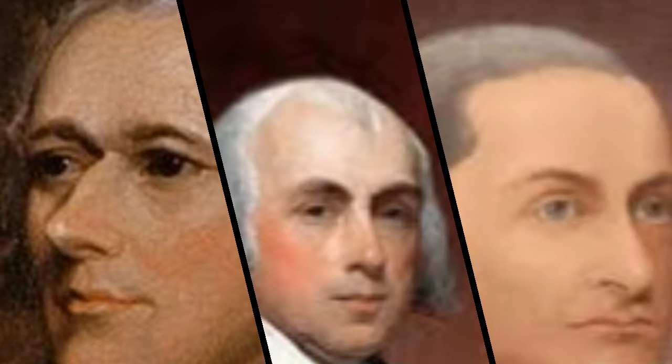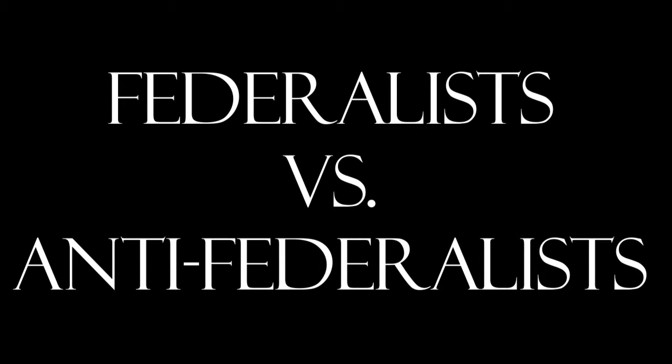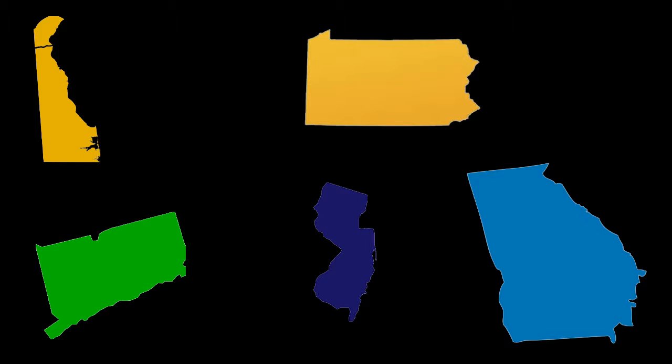Three men, Alexander Hamilton, James Madison, and John Jay, wrote the Federalist Papers, a set of 85 essays with the sole purpose of convincing the American public to ratify the Constitution. The people who supported them became known as Federalists, those against, Anti-Federalists. The Congress decided that 9 out of the 13 states had to ratify the document for it to replace the Articles. 5 states, Delaware, Pennsylvania, Georgia, Connecticut, and New Jersey, immediately ratified.